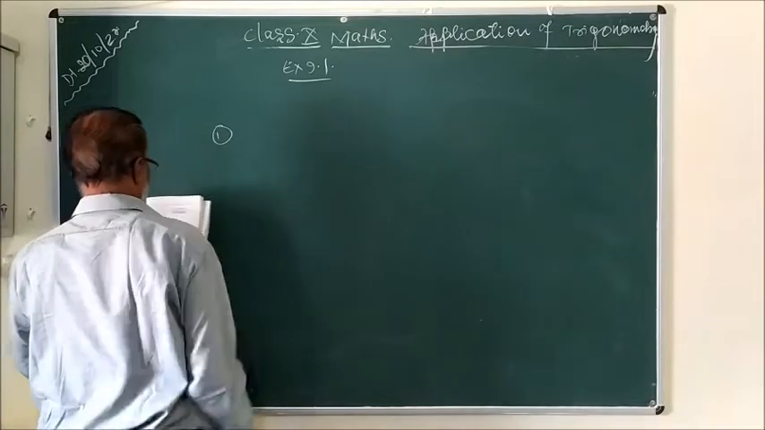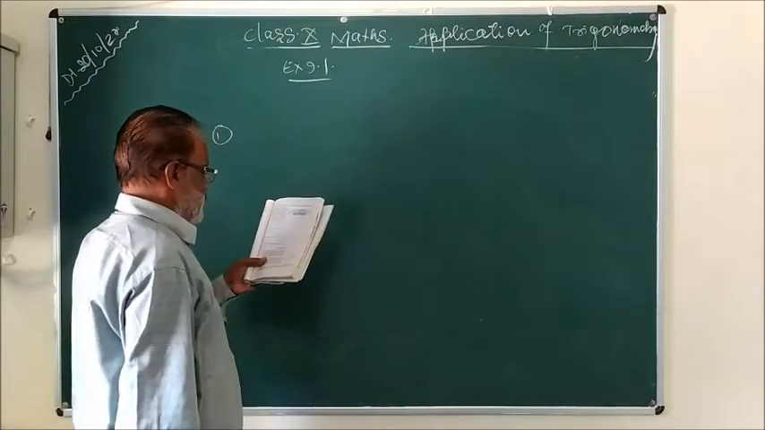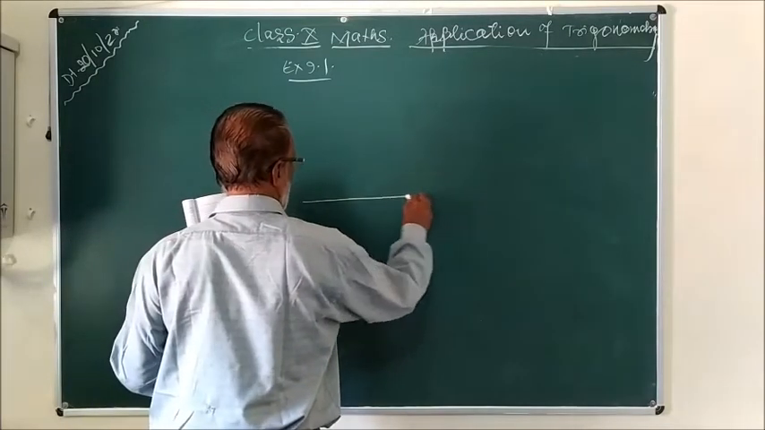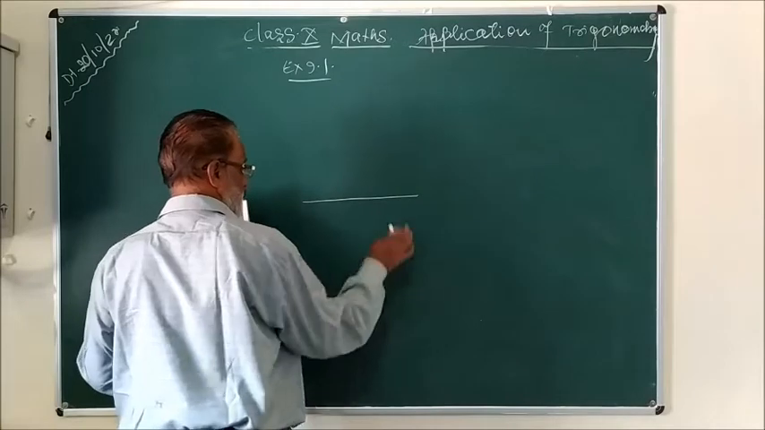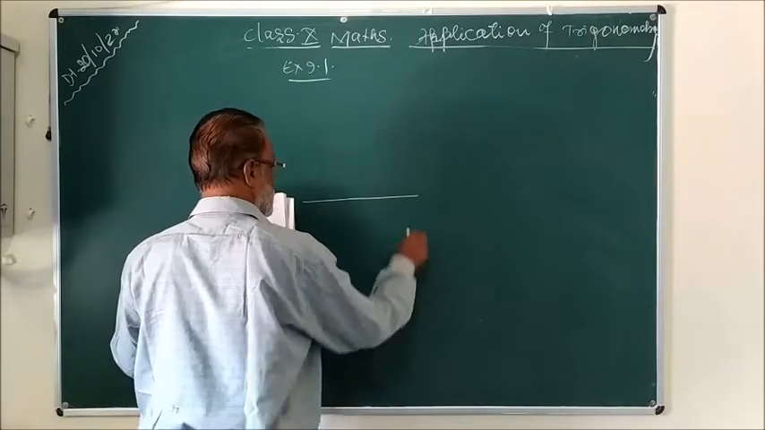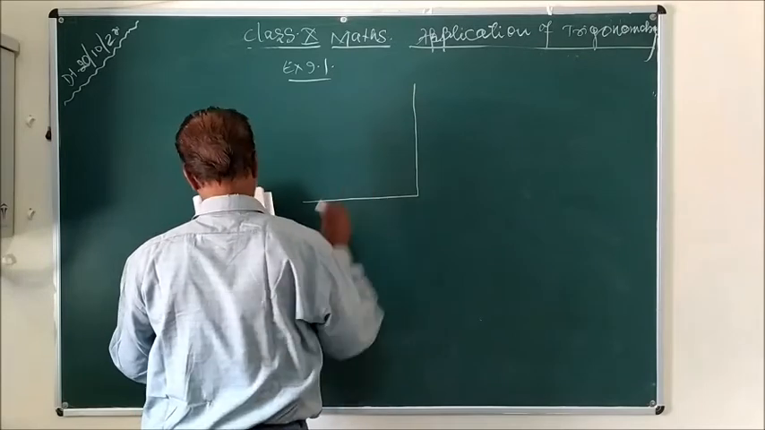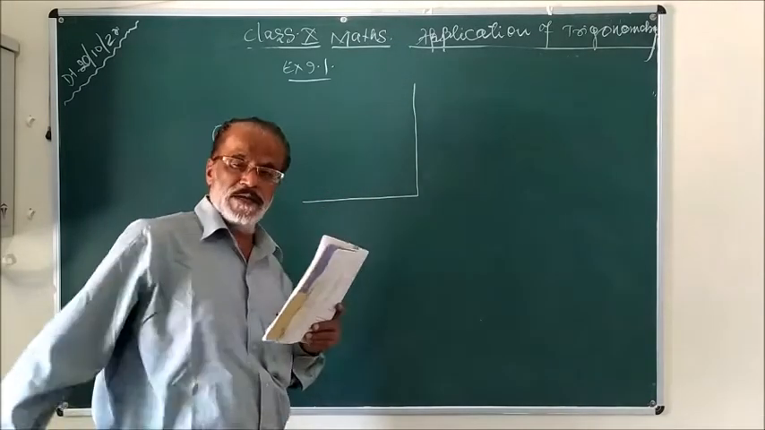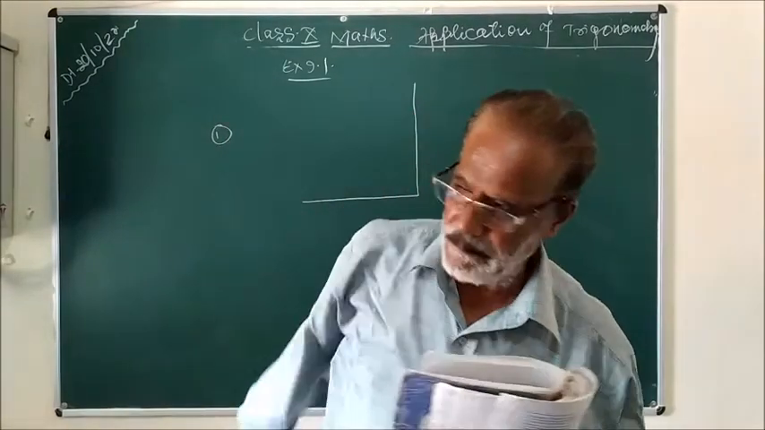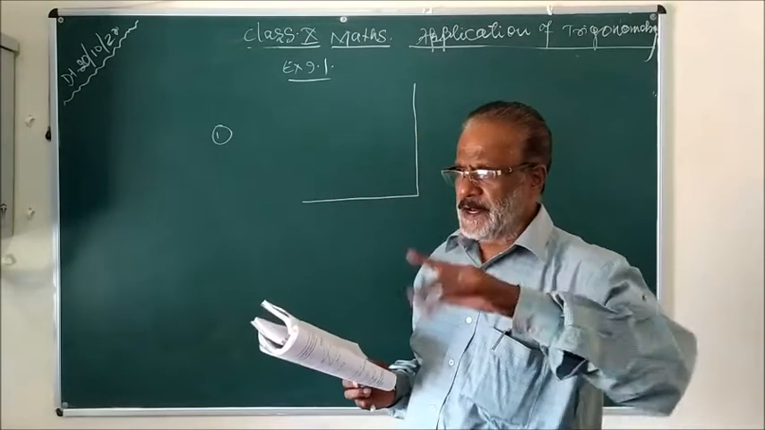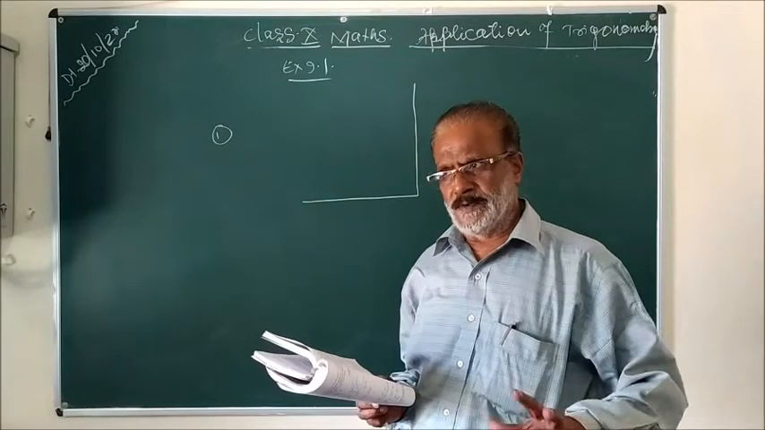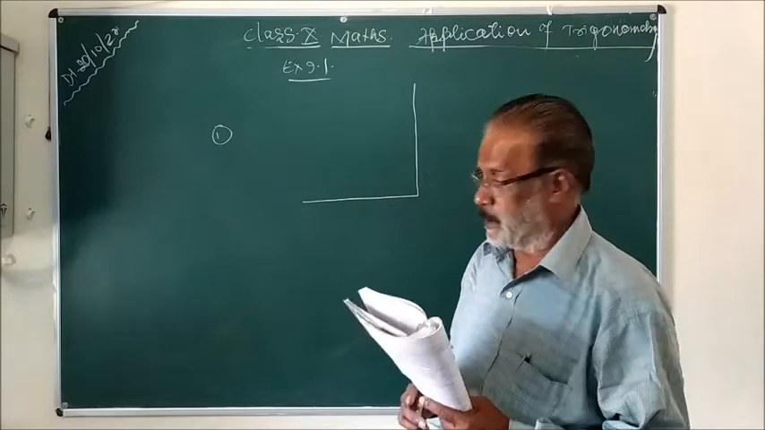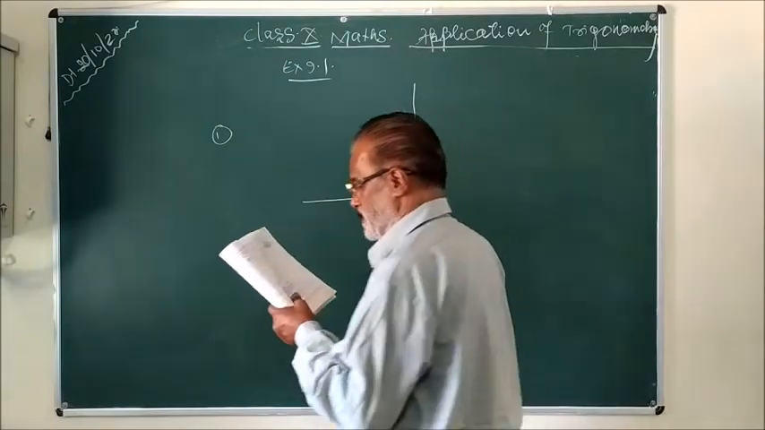Now you see, a circus artist is climbing a 20-meter long rope. So this is the horizon, this is the plain ground, and this is the pole. You go through the question and then you draw the figure. If the figure is correctly formed, it means you have more than 50% solved. So the figure is very, very crucial in height and distance.